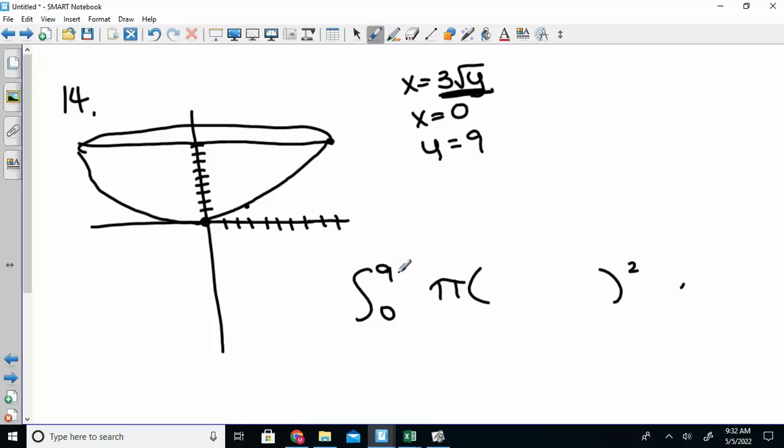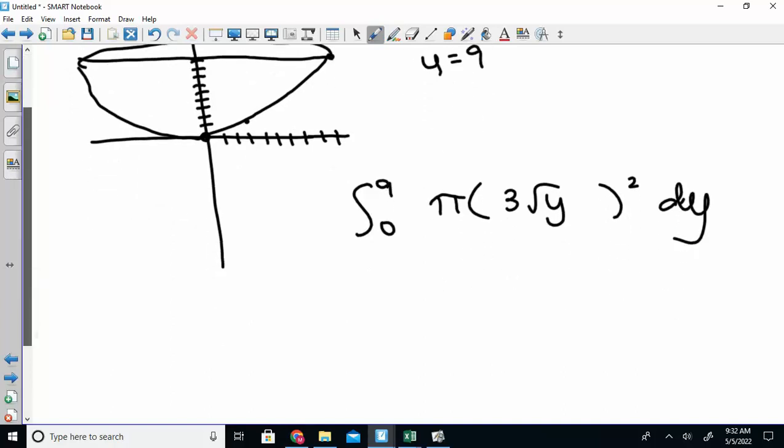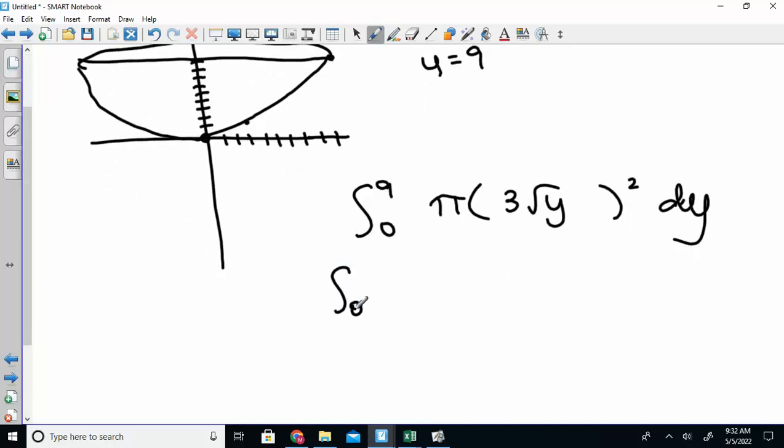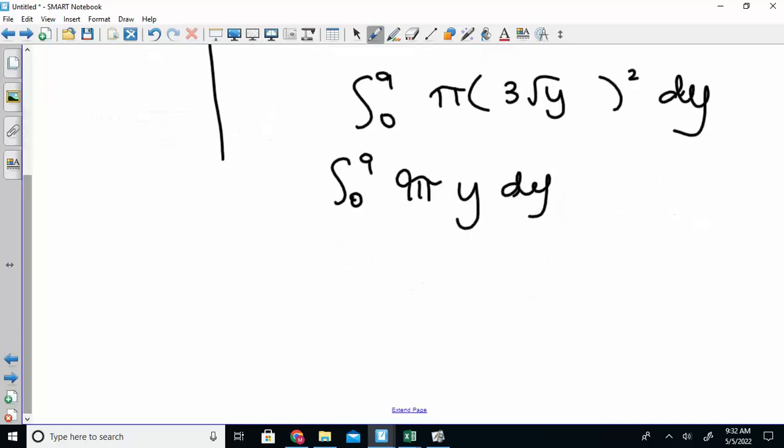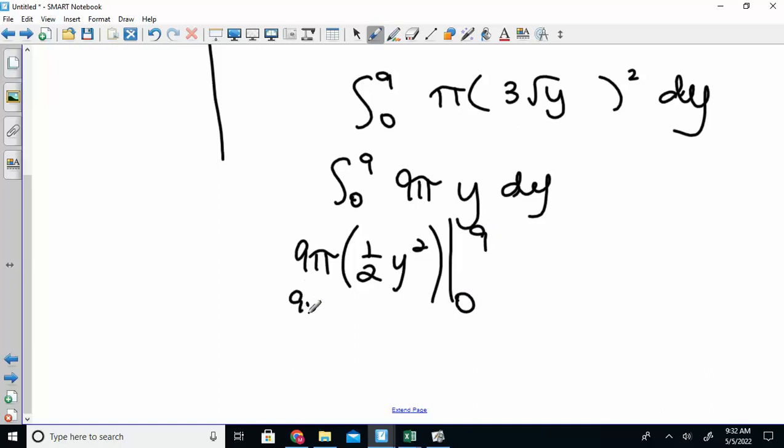My radius is just my graph, which is my 3 radical y. And then we put a dy on the end. So 3 squared is 9, square root of y squared is y. So the 9 pi can just pull out, antiderivative of y, 1/2 y squared, from 0 to 9.